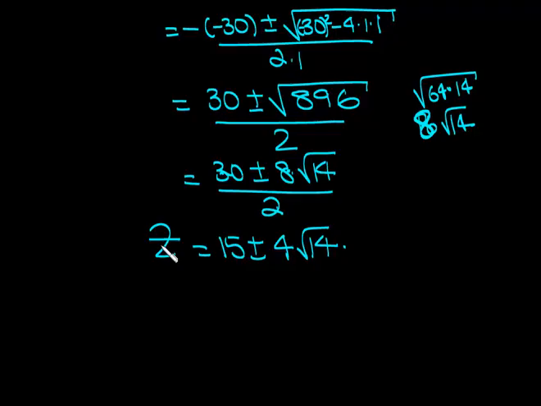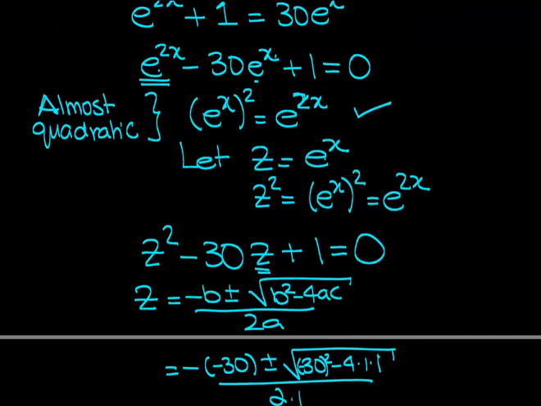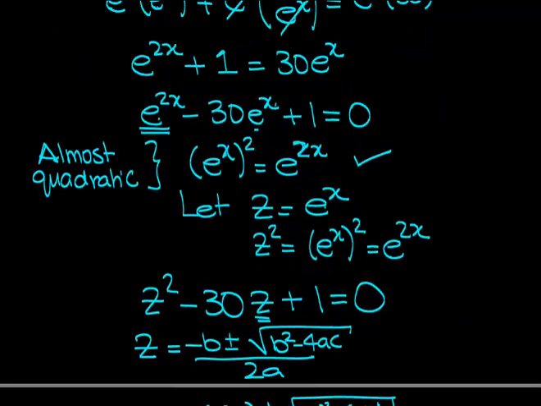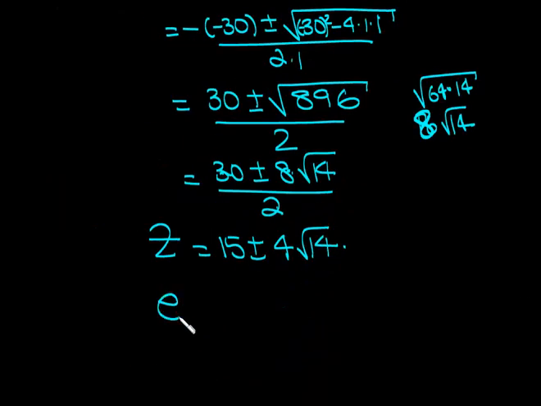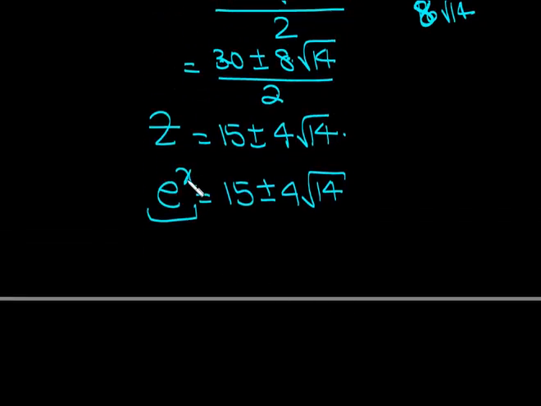But remember, we were originally solving for x, so we have to change z back to x. What was z? E to the x. So we get e to the x is equal to 15 plus or minus 4 square root of 14. Now after all that work, we got it down to one term with an unknown exponent. Now we can introduce logs, but we could not have done it before, because this is an exponential equation because we have an unknown exponent.